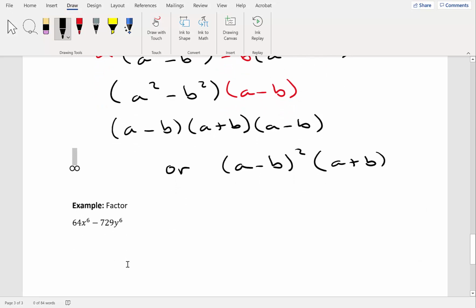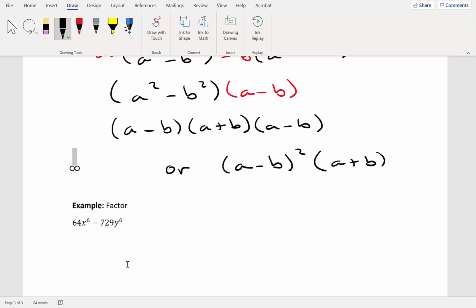Okay, one last one. So we want to factor out this binomial. Now first, let's go ahead and check to see what kind of form this has. Let's see if there's a GCF. So if you take a look at 64 and 729, those don't have a common factor. Also the first term has x's, the second one has y's, so there's no common factor here.